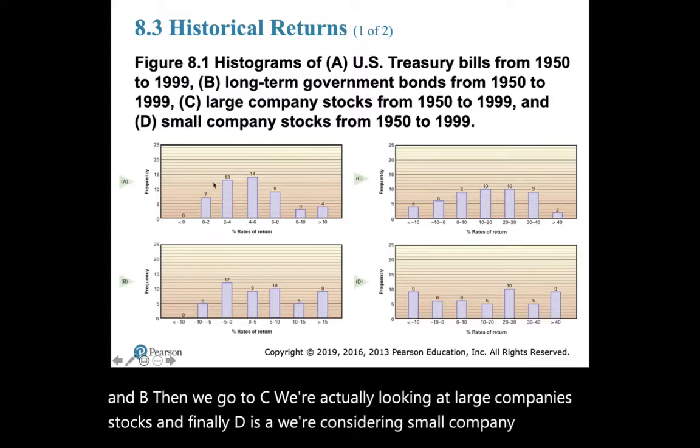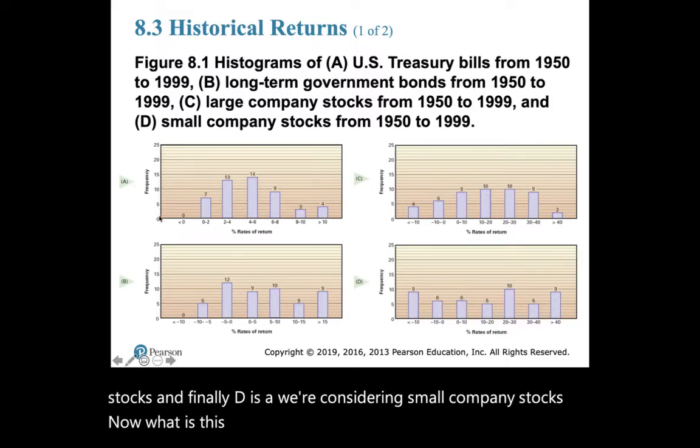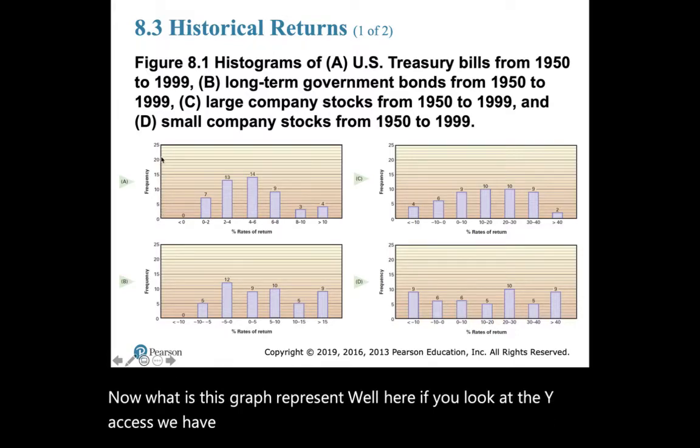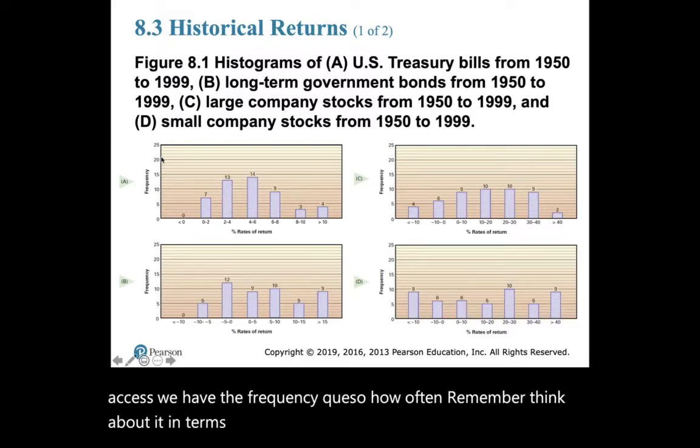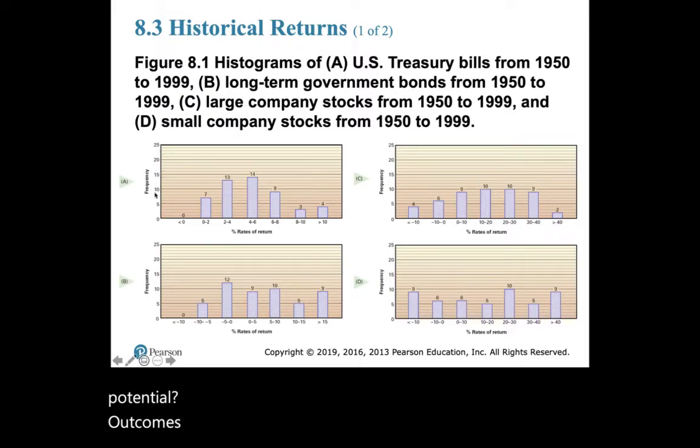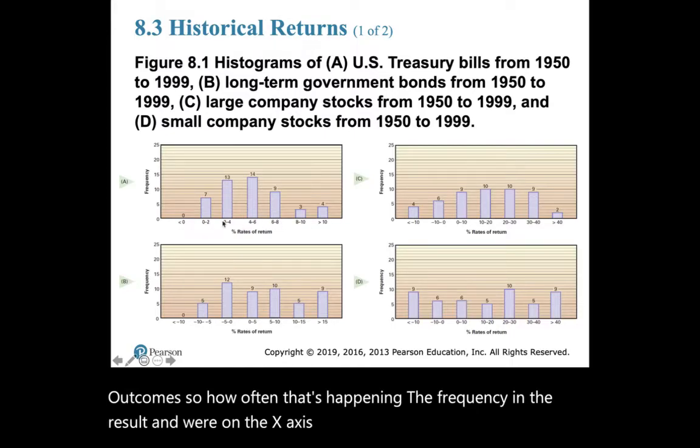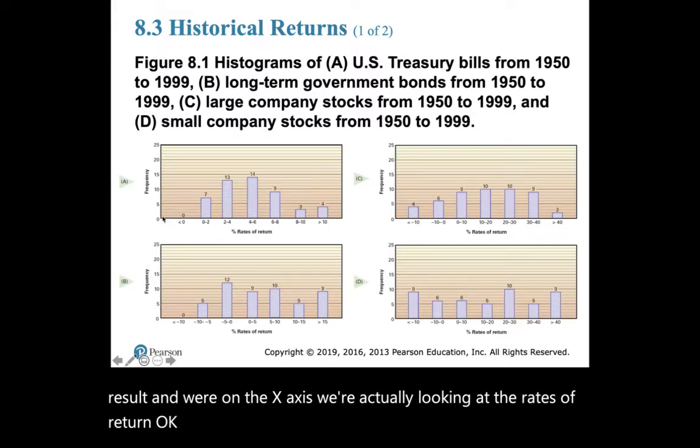Now, what does this graph represent? Well, here, if we look at the y-axis, we have the frequency. Okay, so how often? Remember, think about it in terms of risk. What is the amount of potential outcomes? So how often that's happening, the frequency in the result. And on the x-axis, we're looking at the rates of return. Okay, so frequency and rates of return is what this is comparing. So what do we start to see?